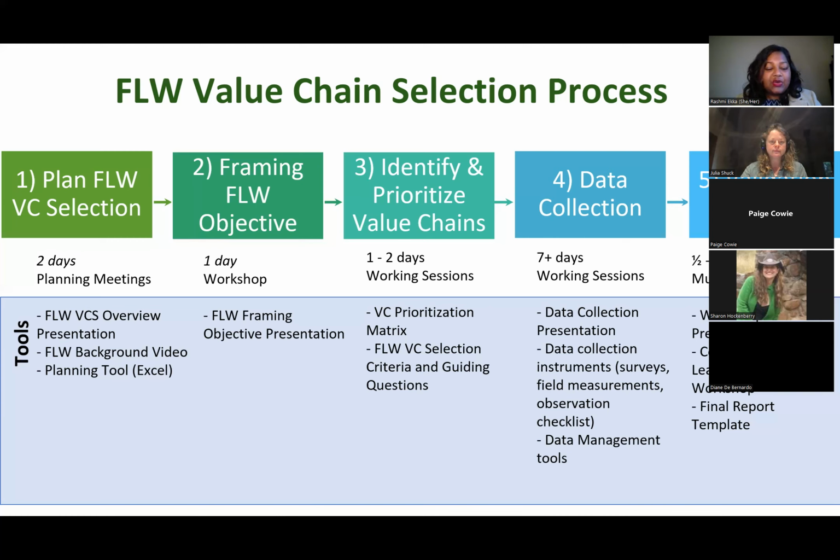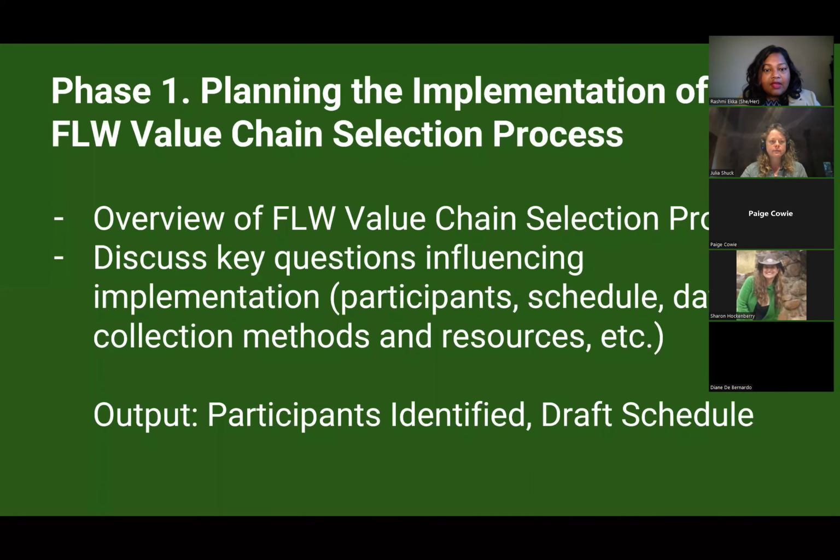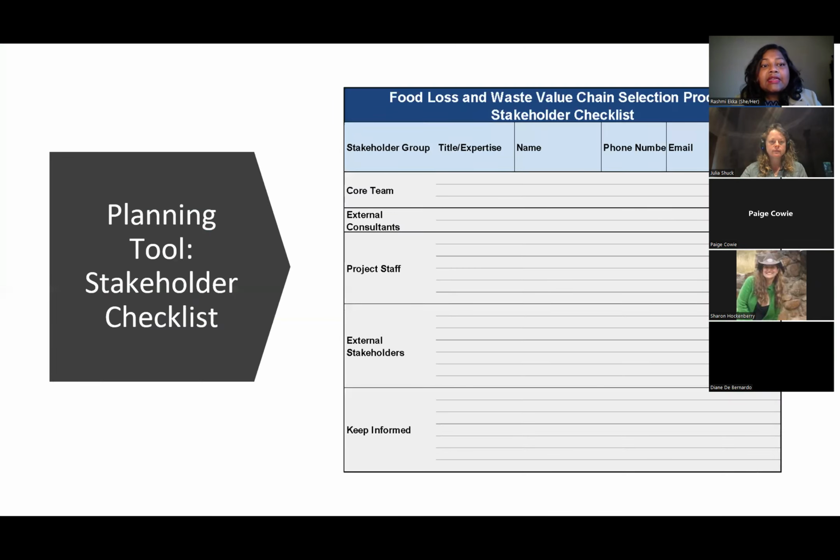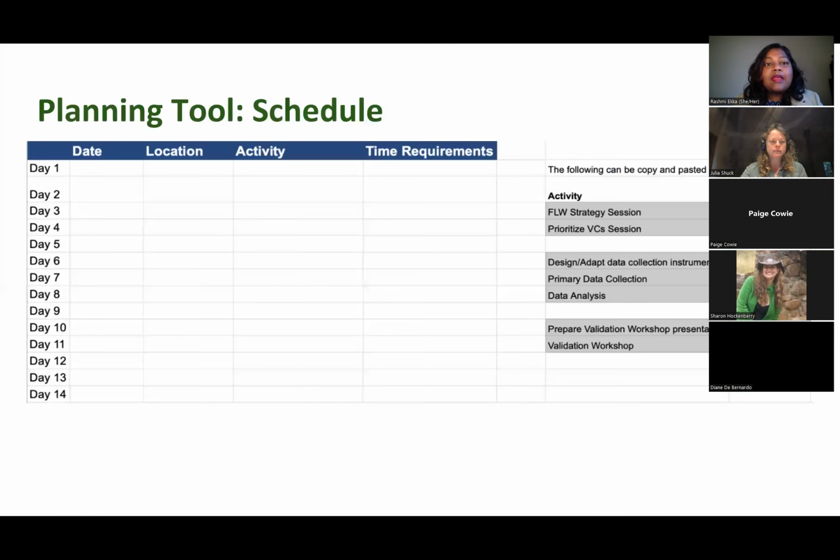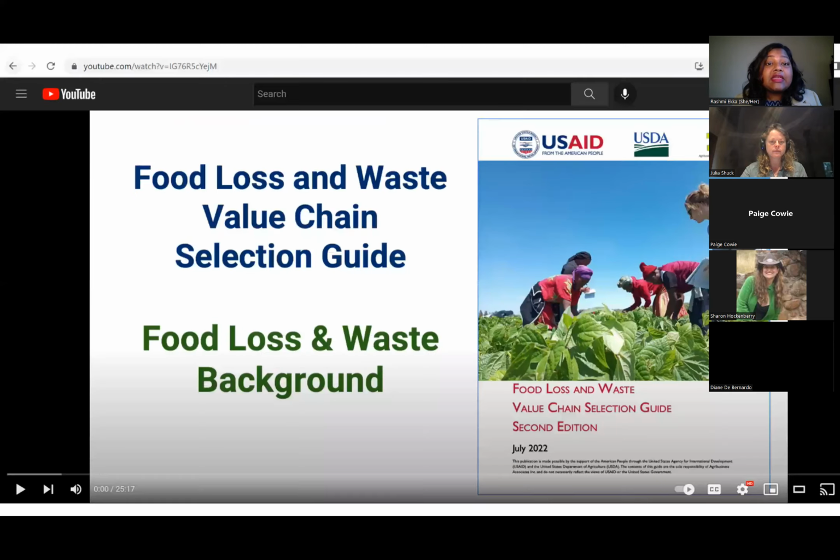I quickly want to show you some of the tools we have for each of these phases. So phase one, this is the planning. So here's a planning tool where we have a stakeholder checklist. So we have different groups, and then people can identify the different human resources that you need. This is another planning tool, which is for scheduling. We have days and locations, and how much time you would need per activity.